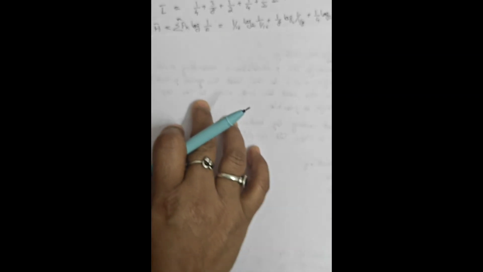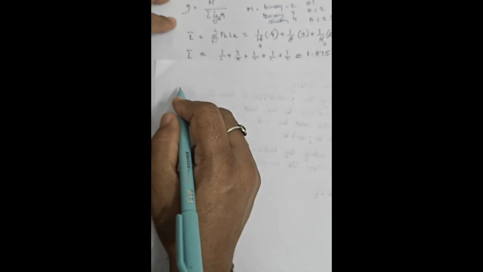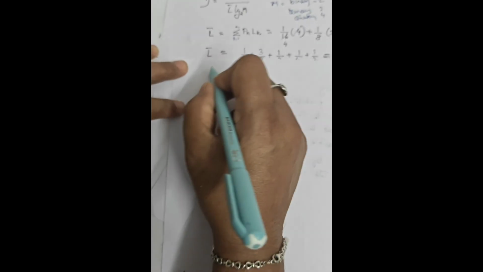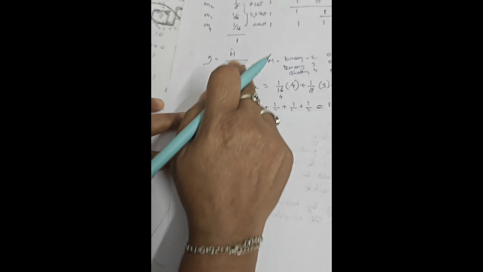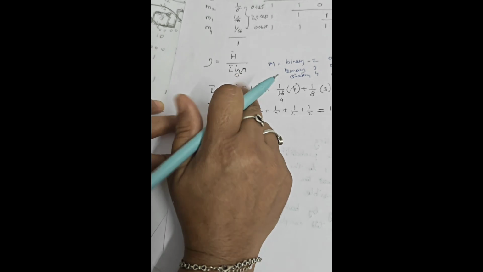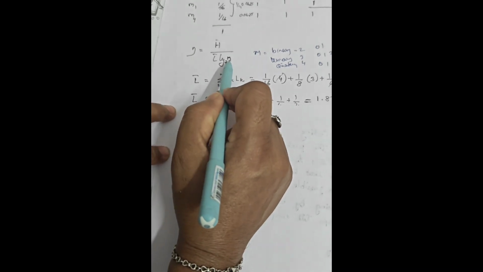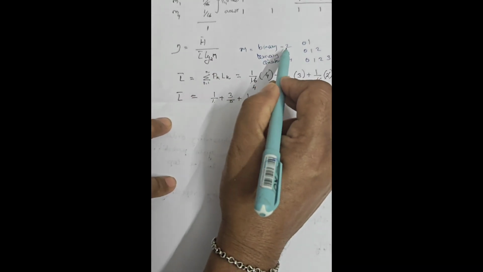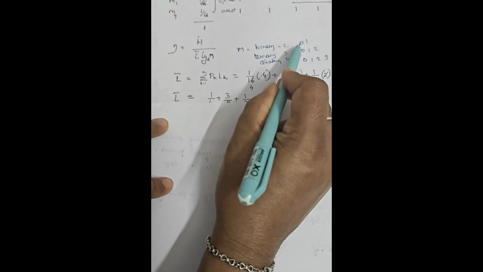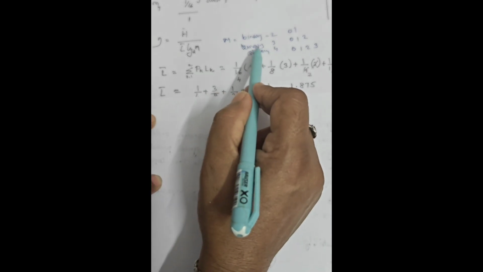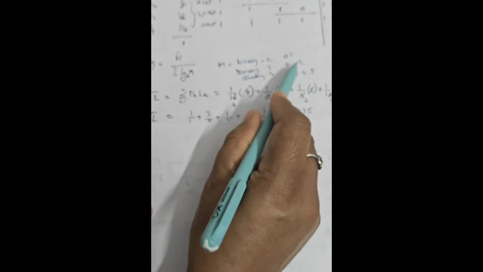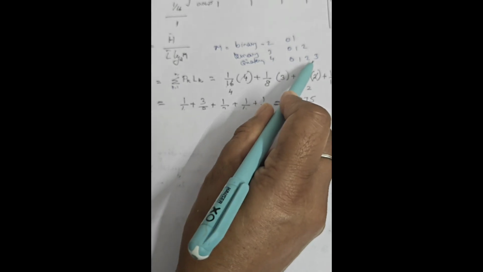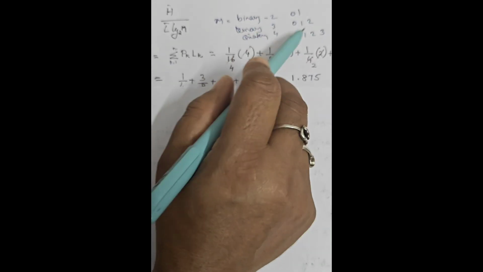Let us see the efficiency. In order to find the efficiency, as in Shannon-Fano code, we have seen that the formula: efficiency will be equal to H bar divided by L bar into log 2 m, where m represents the number of symbols used. So if it is binary, it will have 2 digits, 0 and 1. If it is ternary, it will be 0, 1, 2, and for quaternary, it will be 0, 1, 2, 3. So this you can consider depending upon our examples.